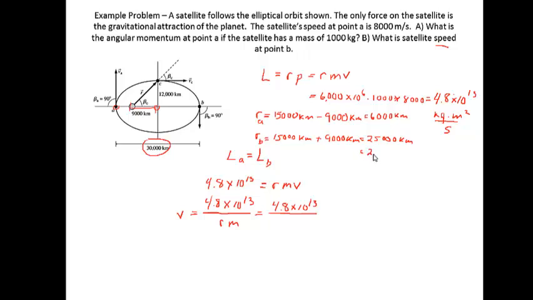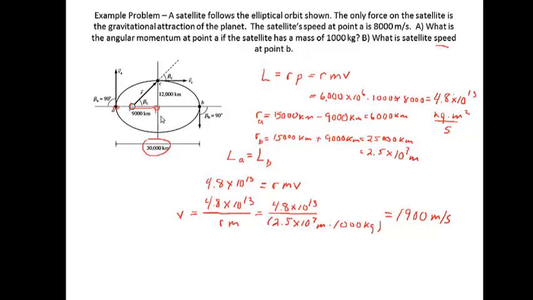which is equal to 2.5 times 10 to the 4th, so that we add 3 zeros, 10 to the 7th meters. So when we do this math, it would be 2.5 times 10 to the 7th meters times the mass. The satellite has not changed, it's still the same satellite, so it's 1,000 kilograms. We get a velocity of 1,900 meters per second. So that's expected.